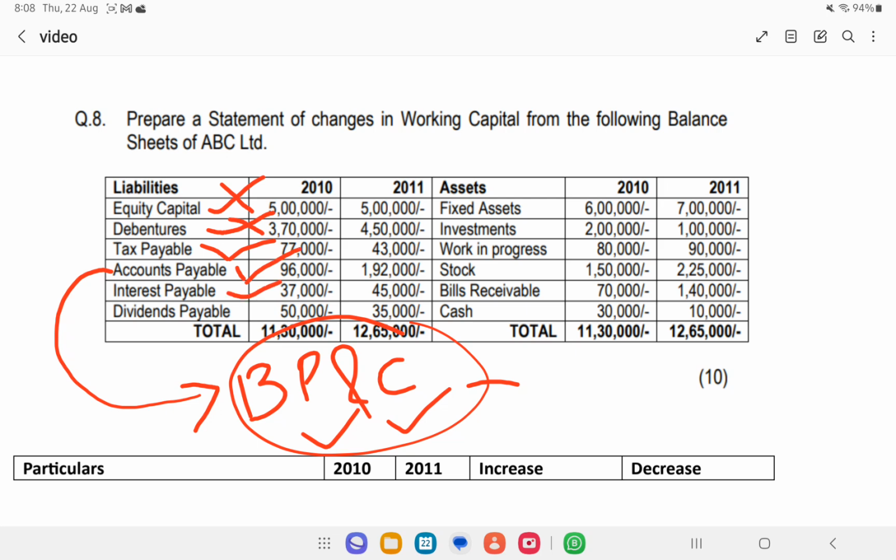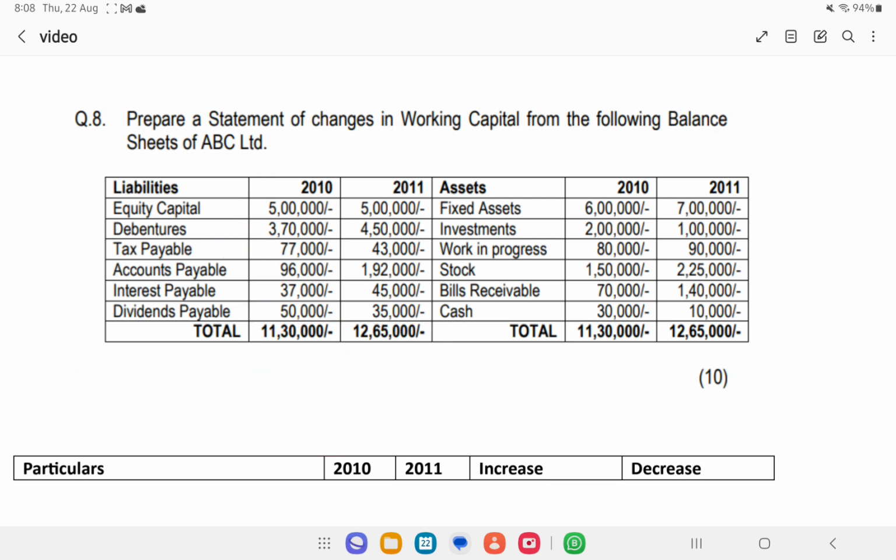Similarly, interest payable, dividend payable, everything belongs to current liabilities. That means current liabilities is everything below this line, except equity capital and debentures. Everything else belongs to current liability. Here, below this line, we have everything as current assets. Now we have found all the current assets and all the current liabilities.